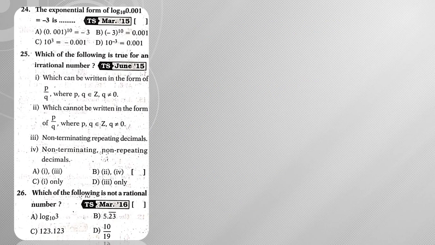Question number 24. The exponential form of this particular thing. So logarithm of 0.001 to the base 10 is equal to minus 3. We have already discussed this. Whenever you want to convert it into exponential form, simply cut out this log and bring this base as the base of the exponential form. So 0.001 is equal to 10 power minus 3, right? So the base will always be the base.